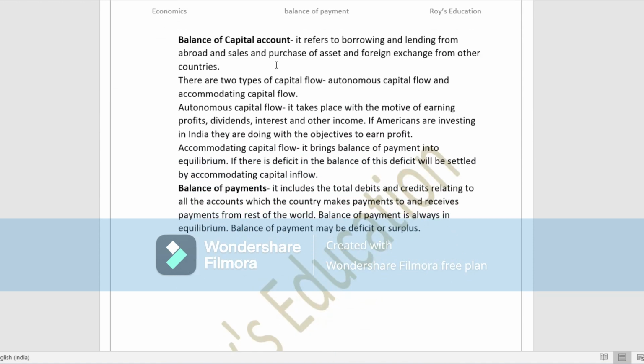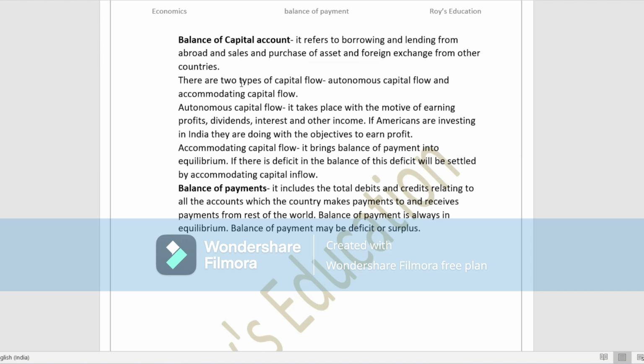Next is balance of capital account. What is this balance of capital account? It refers to the borrowing and lending from abroad and sale and purchase of assets and foreign exchange from the other countries. What is this capital account? It refers to borrowing and lending from abroad and sales and purchase of assets and foreign exchange from the other countries.